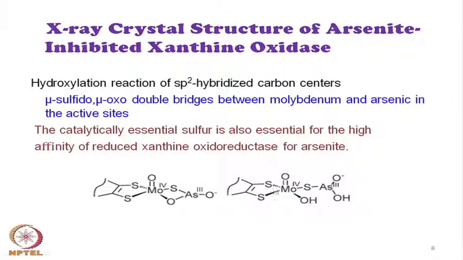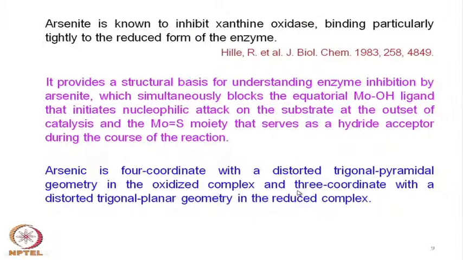So, this particular sulfur is therefore important as a part of the activity related to the molybdenum site, and we see that arsenite can inhibit the xanthine oxidase. Particularly, it binds in the reduced form of the enzyme, and you can find a very good account of this in the Journal of Biological Chemistry.